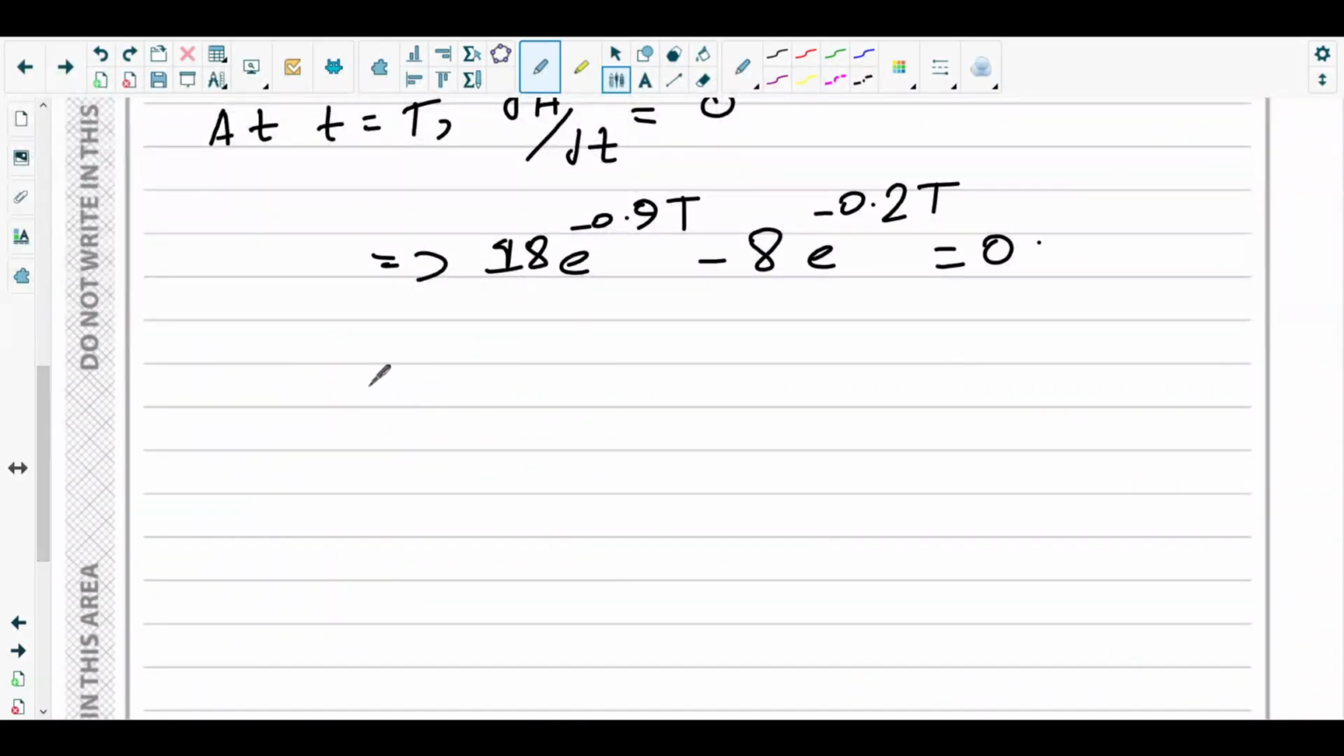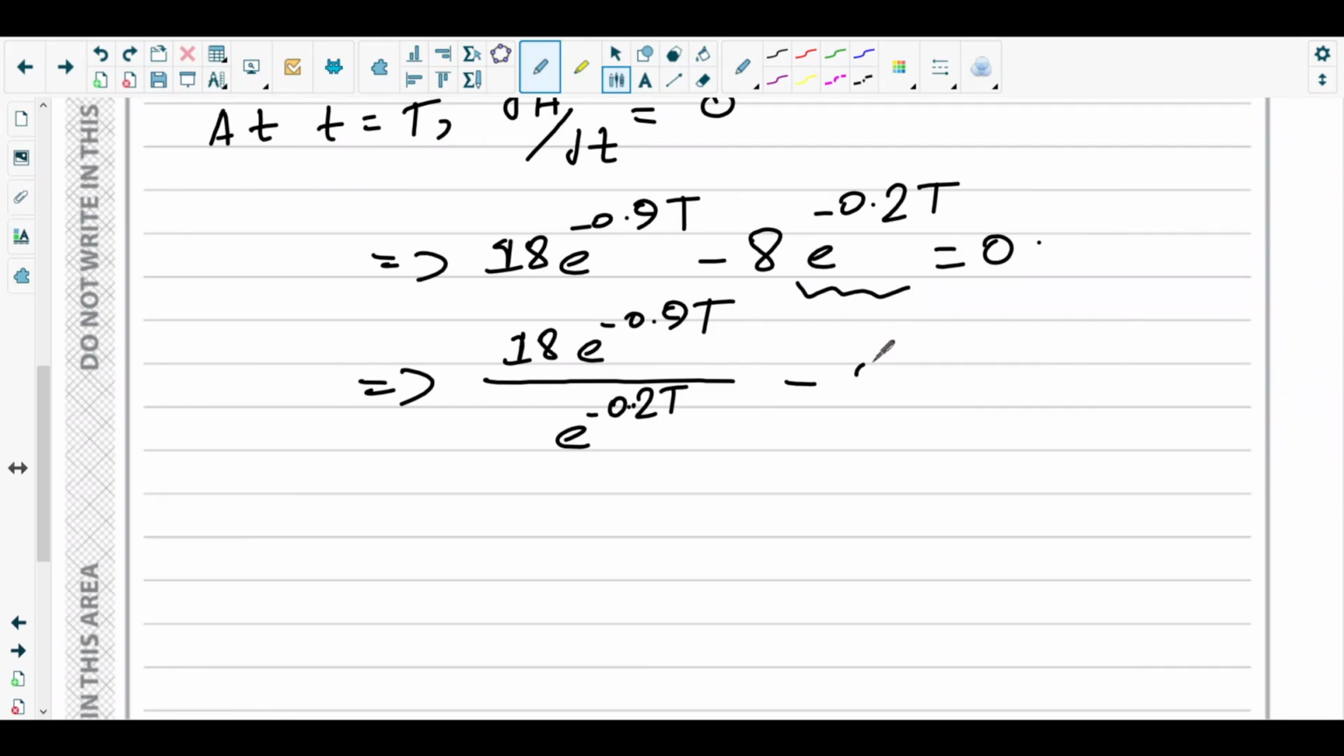So what we can do, we can divide both sides by e^(-0.2T). So 18 e^(-0.9T) over e^(-0.2T). Why am I doing this? So that this one gets eliminated.